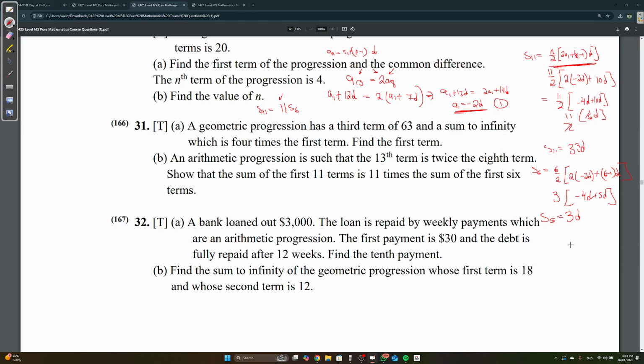Let's see now. Let's apply. 3d, they're asking us to prove that S11 is 11 times S6. 3d times 11. Is it equal to 33d? Let's see. 3 times 11, 33d. So you proved it. Question 32.